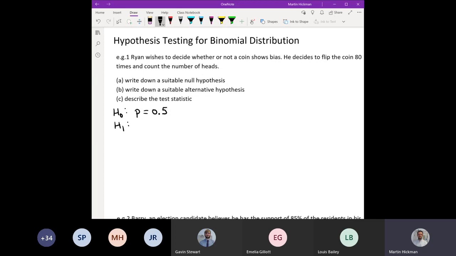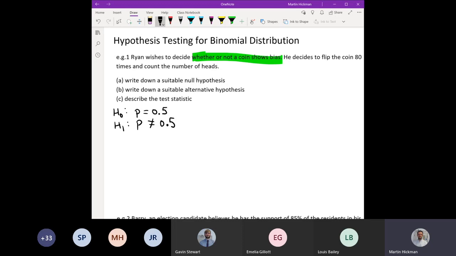The alternative hypothesis, so yet again we write P, and depending on whether it's a one-tailed or a two-tailed test, in our later examples we're only going to focus on one-tailed, but in this example, this would be a two-tailed test. So I'd write the probability does not equal 0.5, because here it says whether or not the coin shows bias. It doesn't say bias towards heads or bias towards tails. If it just said bias towards tails, I'd put the probability is less than 0.5 of getting a head. If it was biased towards heads, I'd put the probability is greater than 0.5, but it just says whether or not it shows bias. So it doesn't say towards heads or tails. So it's a two-tailed test, which is why I put does not equal.